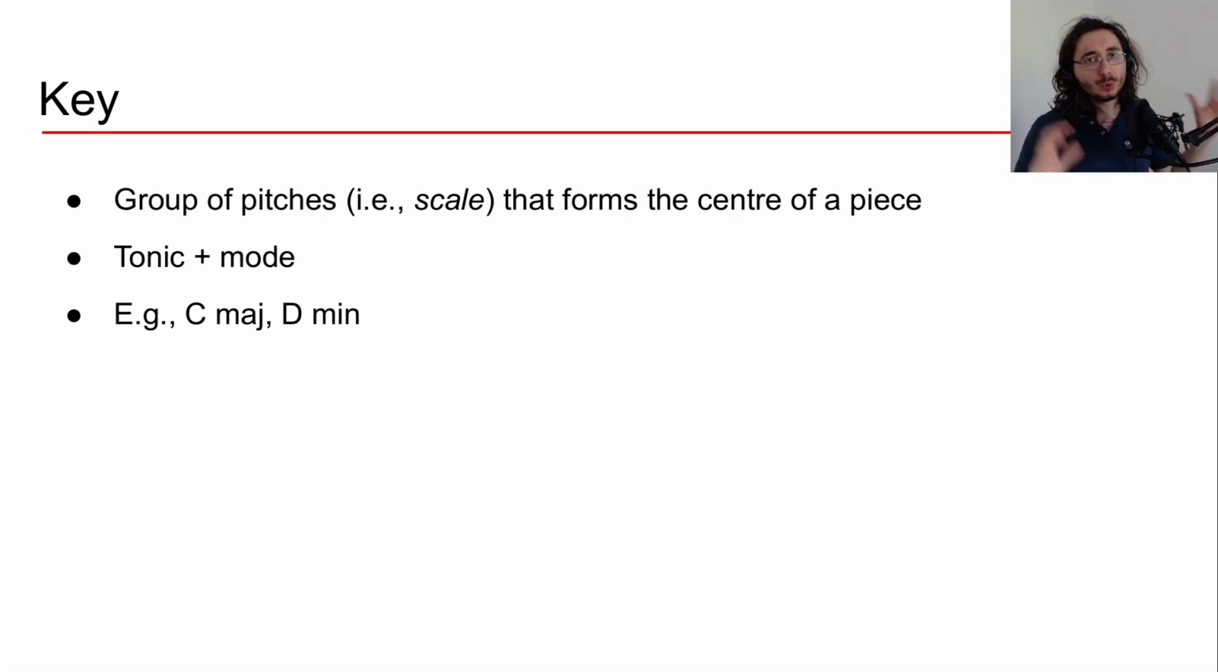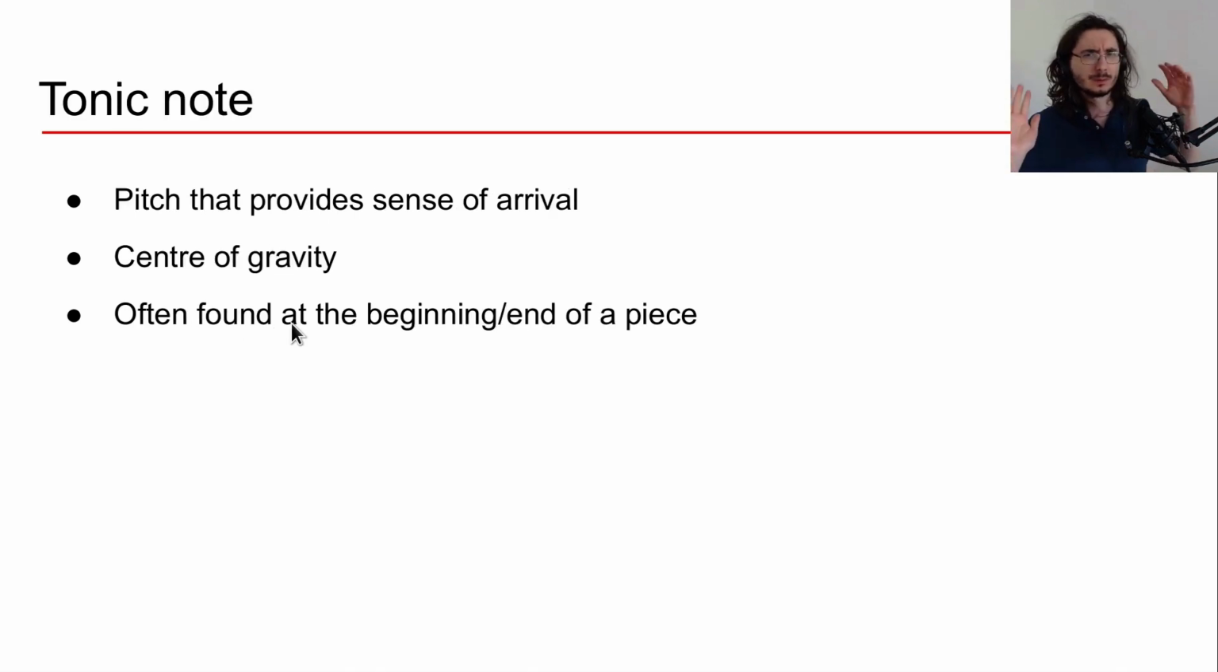And a key is formed by two elements. One is the tonic and the other one is the mode. When we indicate a key, we usually use both the tonic and the mode. Here we have a couple of examples. This first key is C major, C being the tonic and major being the mode. And here we have D minor. Okay, so let's take a look at tonic and modes in more detail.